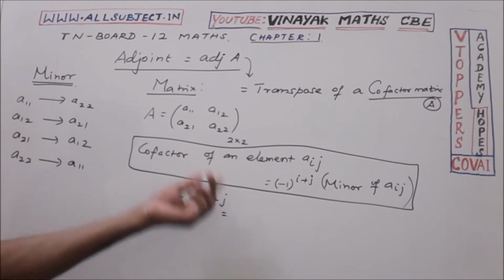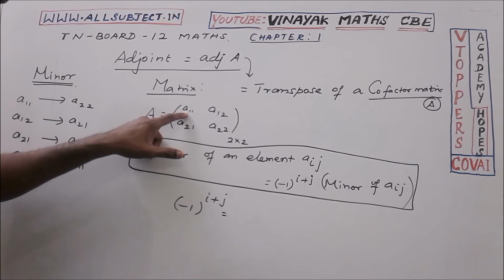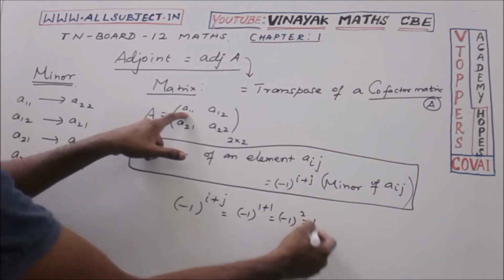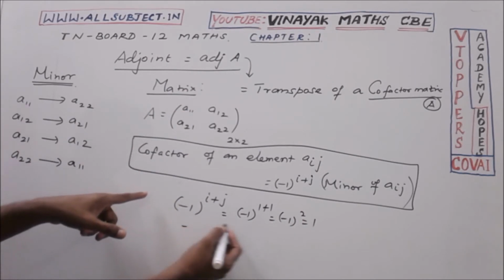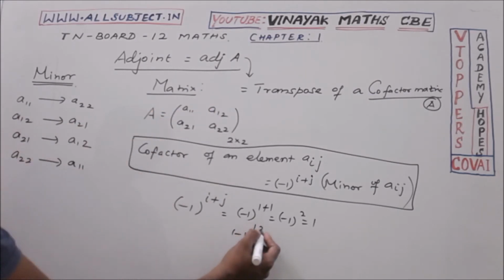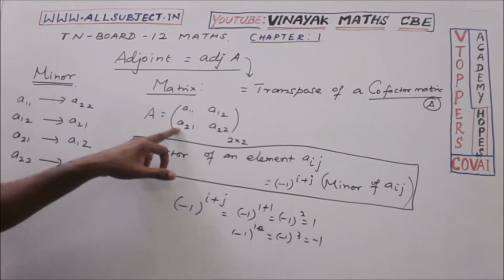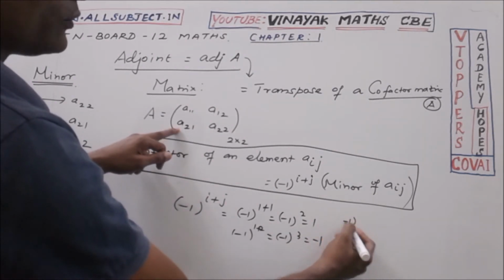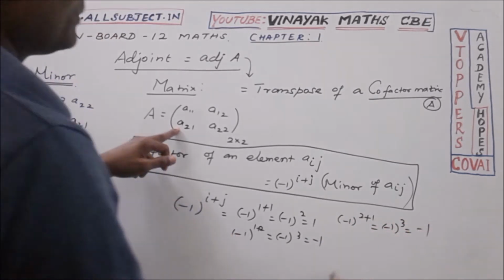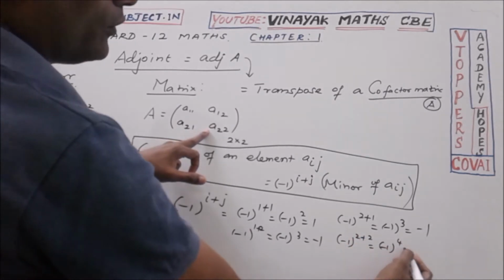So the exponents represent the place values of the corresponding elements. That's all. Now substitute for A11: minus 1 power 1 plus 1 equals minus 1 power 2, which equals 1. Then the second one, A12: minus 1 power 1 plus 2 equals minus 1 power 3, that is equal to minus 1. Now move to this place, A21: minus 1 power 2 plus 1 equals minus 1 power 3, equal to minus 1. Move to here, A22: minus 1 power 2 plus 2 equals minus 1 power 4, equal to 1.